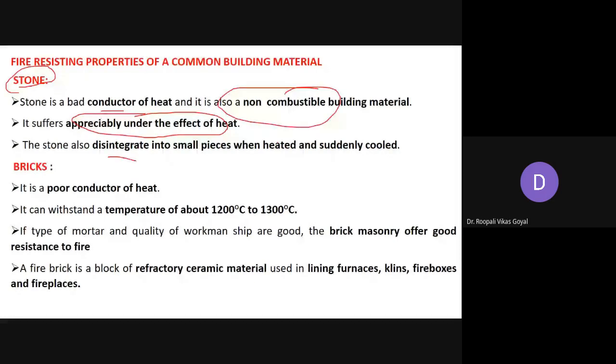So as far as fire resistance is concerned, stone is not considered a good material as compared to brick or concrete. Okay, जब भी fire की बात आती है तो stone is not that much good. Okay, that you should understand.